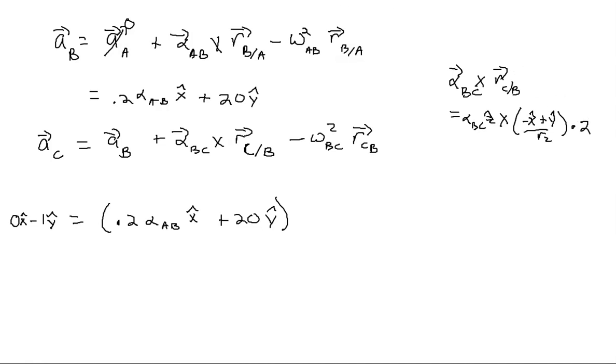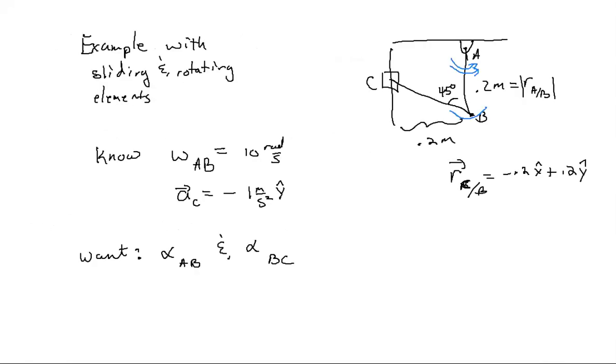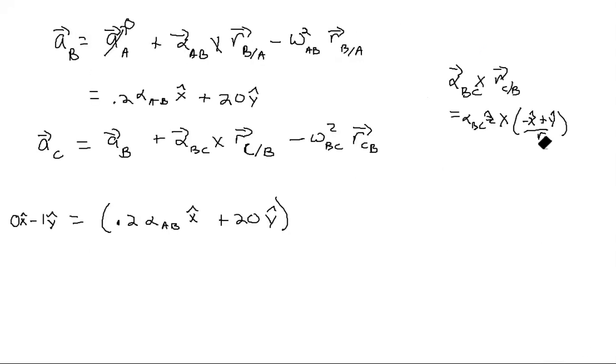No, I didn't. I need to work that out again. There we go. RCB was negative 0.2 x hat plus 0.2 y hat. That's what I wanted. Sorry. Just write that. Z hat cross negative 0.2 x hat plus 0.2 y hat, which equals, I still haven't actually done the work.